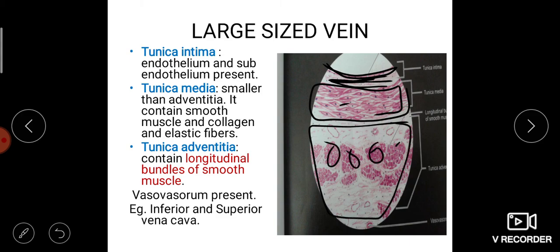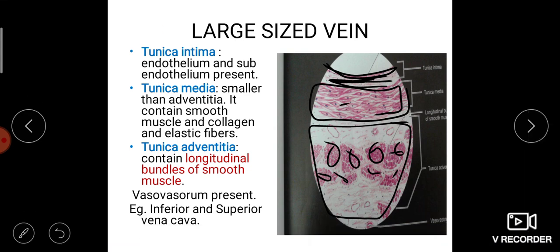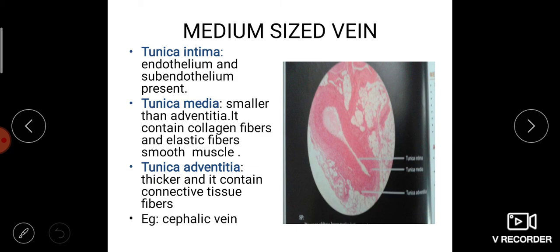Bundles of smooth muscles are present in a longitudinal fashion. That's why they appear in cut sections, because they are present in a longitudinal fashion, not in a circular fashion. Okay, vasa vasorum is present. For example, large sized veins: superior and inferior vena cava.